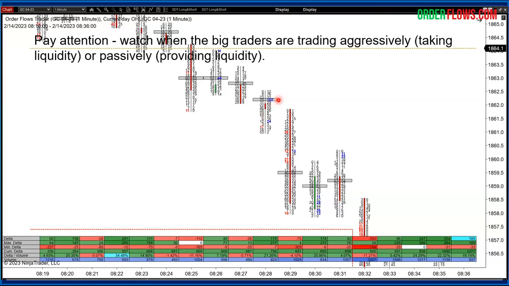It's not just about seeing where the big traders are taking place aggressively, because if you were doing that, you'd say, well, I got a buying imbalance here. This market should be going up, but it's not. Why? Yeah, you have aggressive buyers buying it here, but what you have is the market going down. People providing liquidity on a market that's going down is a bearish sign.